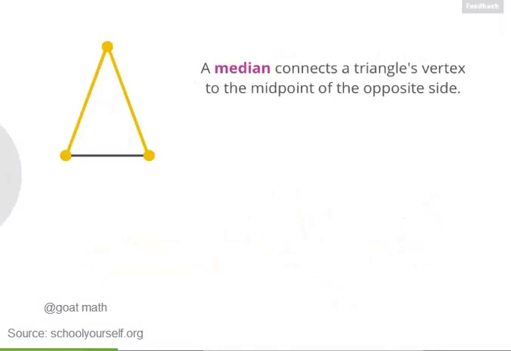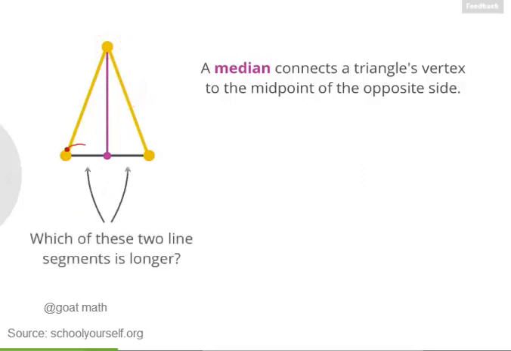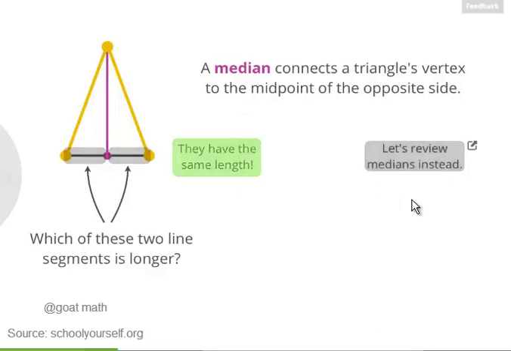First, let's draw in one of this triangle's medians. A median is a line segment connecting one of the triangle's vertices, or corners, to the midpoint of the opposite side. So here's the midpoint of the side down here, and let's connect it to the vertex up here. So this purple line segment is a median of our triangle. If you look at these line segments on either side of the median, which of them is longer? Or do they have the same length?